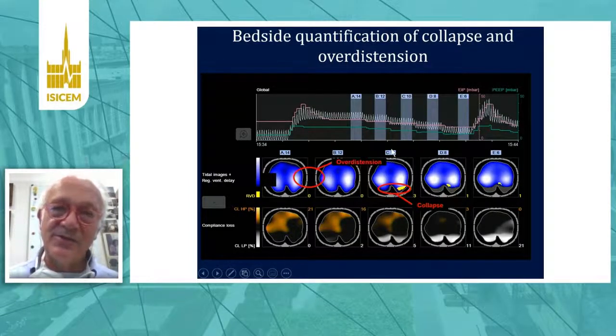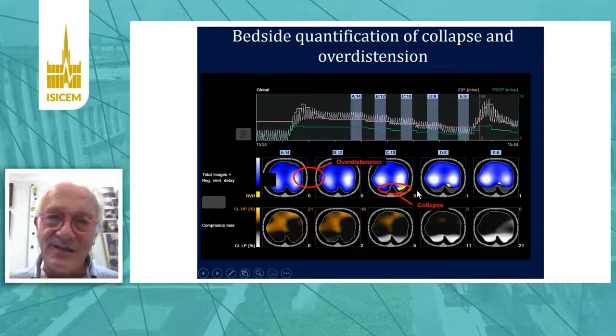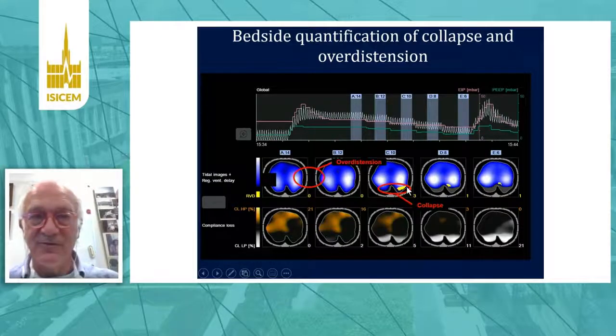Again, we can use end expiratory electrical impedance tomography to study the effect of PEEP. And we have here in this patient 14 of PEEP down to 6. And you see that at 14 of PEEP, we have over-distension in some regions, while when PEEP goes lower than 10, we have collapse in the bottom of the lung.